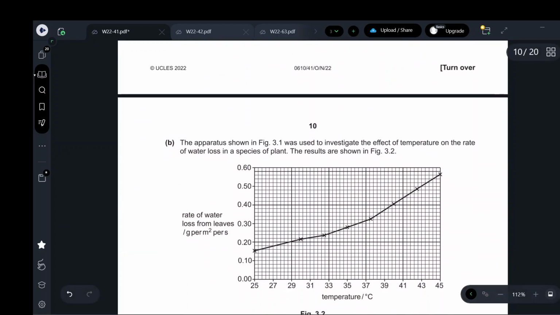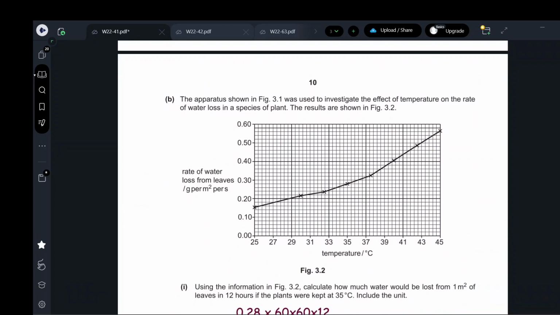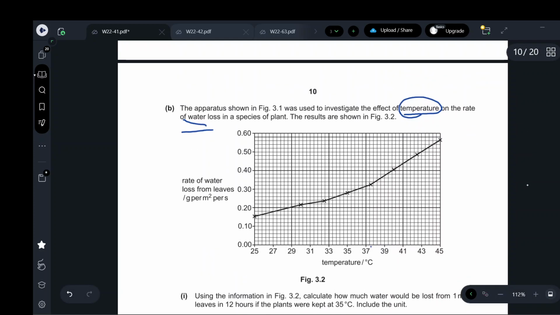Okay, this is the result. The apparatus shown in the figure was used to investigate the effect of temperature on the rate of water loss, the effect of temperature on transpiration. This is the rate of water loss. And this is the temperature. Okay, using the information, calculate how much water would be lost from 1 meter square of leaves in 12 hours if it was at 35 degrees Celsius.